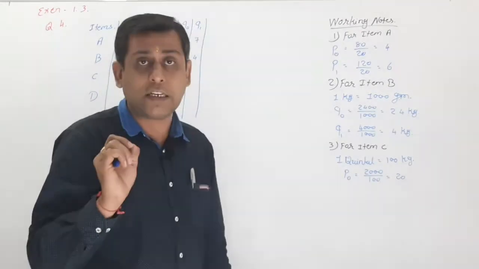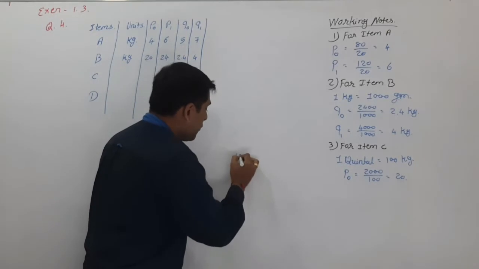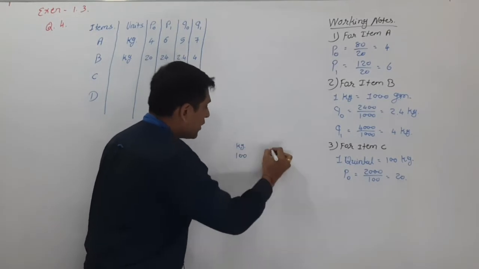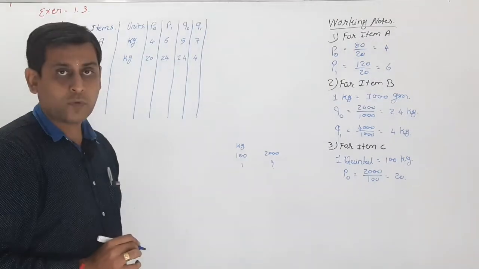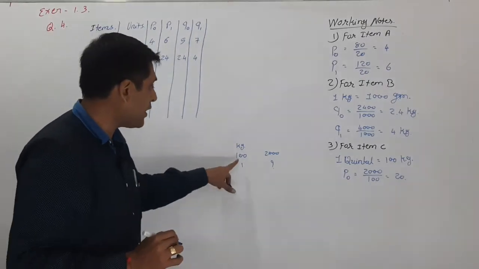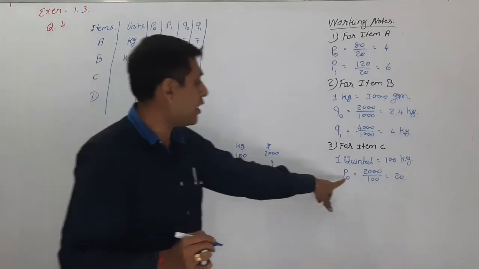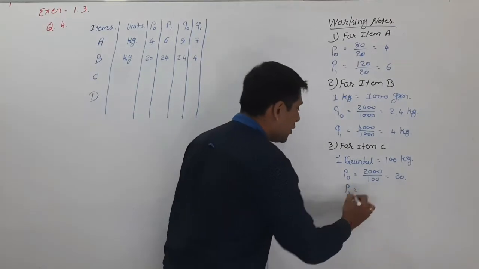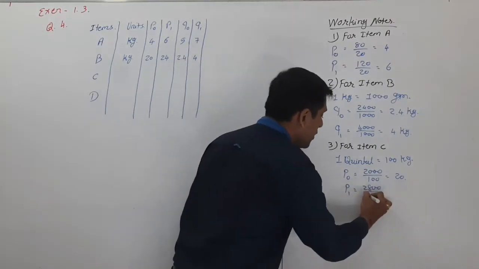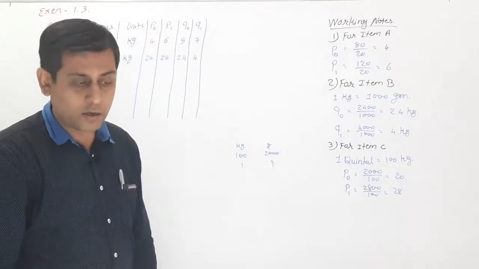The price of 100 kg, that is 1 quintal, is 2000. So the price of 1 kg is what? See, we can write it like this: if the price of 100 kg is 2000 rupees, what is the price of 1 kg? Here the price of 1 kg is 20 rupees. Again, P1 is equal to 2800 divided by 100, that is 28, the price for the current year.